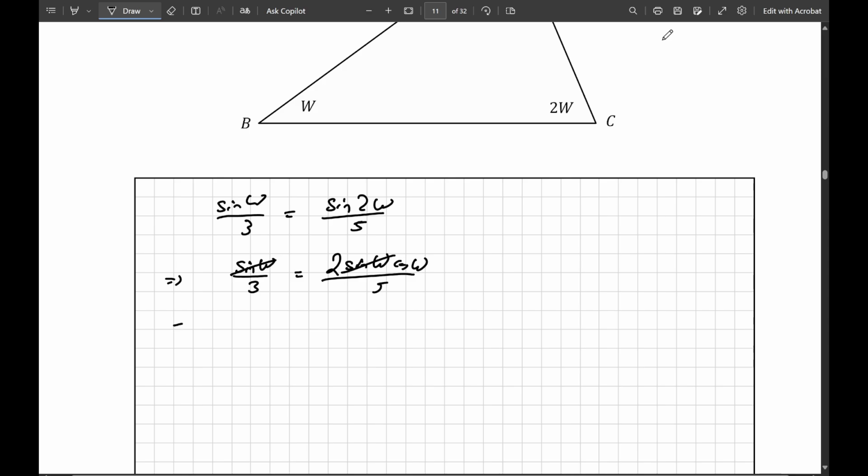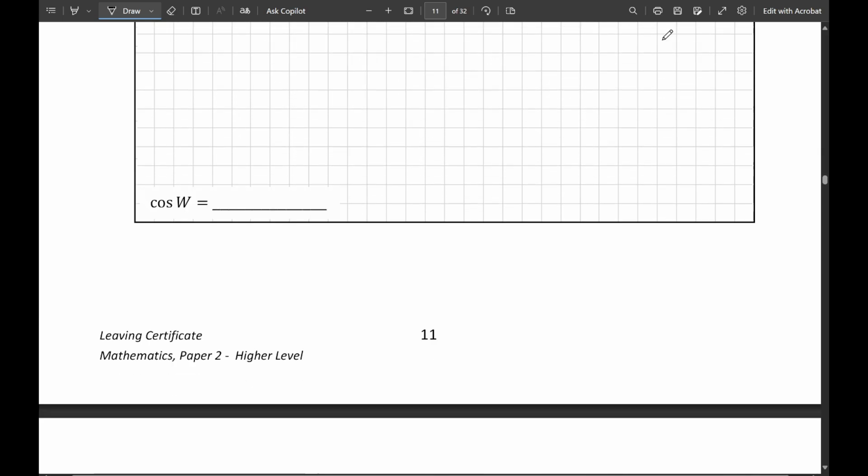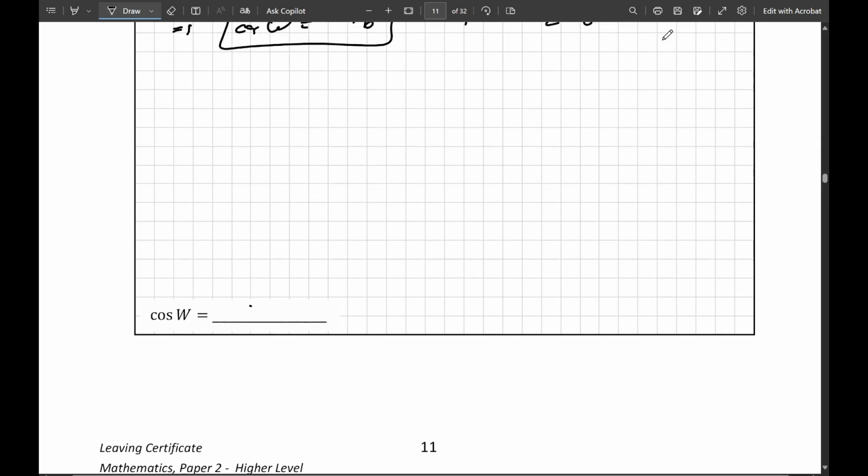So how are we? Well, actually this is relatively straightforward. We can just write cosine of W as 5/3 over 2, so 5 over 6. Again, if I want to be pedantic, P is 5, Q is 6. So cos W is 5 over 6.